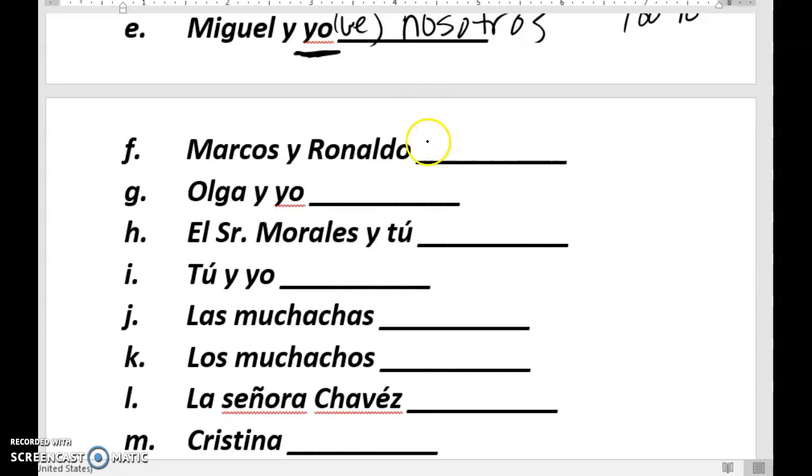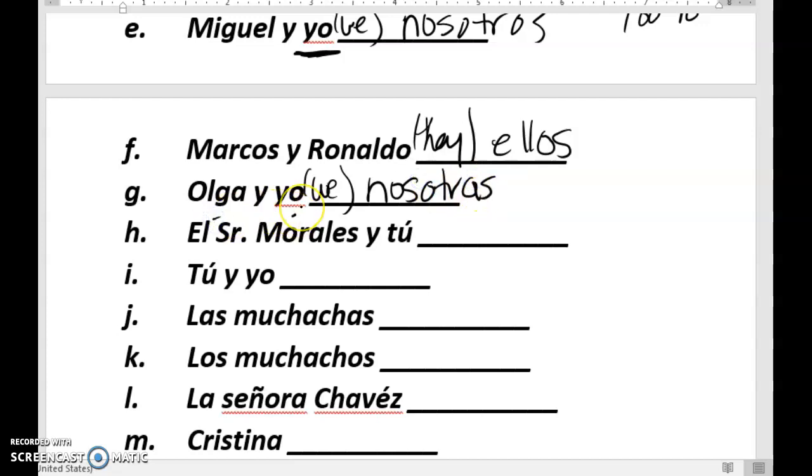Marcos y Ronaldo went to the store. They had to buy bread. Two boys. That makes it masculine. Olga y yo. Hey, there's that yo rule again. That makes it a nosotros. And it's going to be different. If you're a girl, you have nosotras because it's two girls. If you're a boy, you have nosotros.